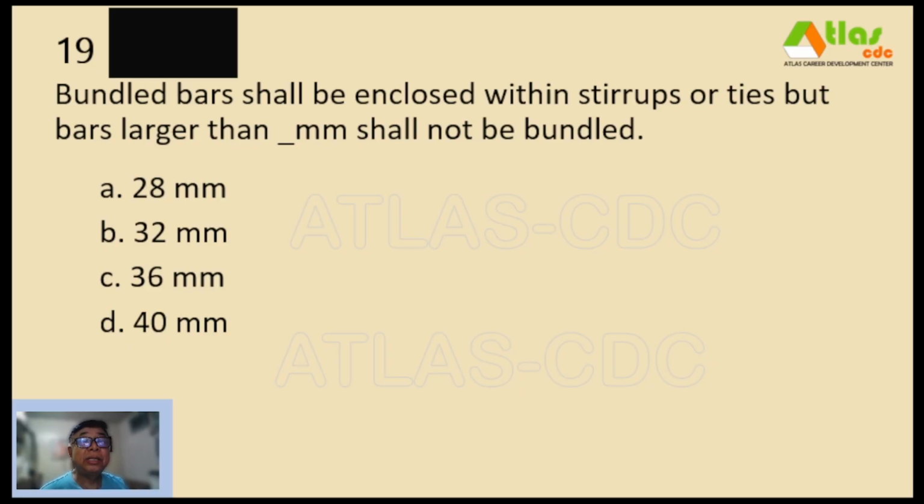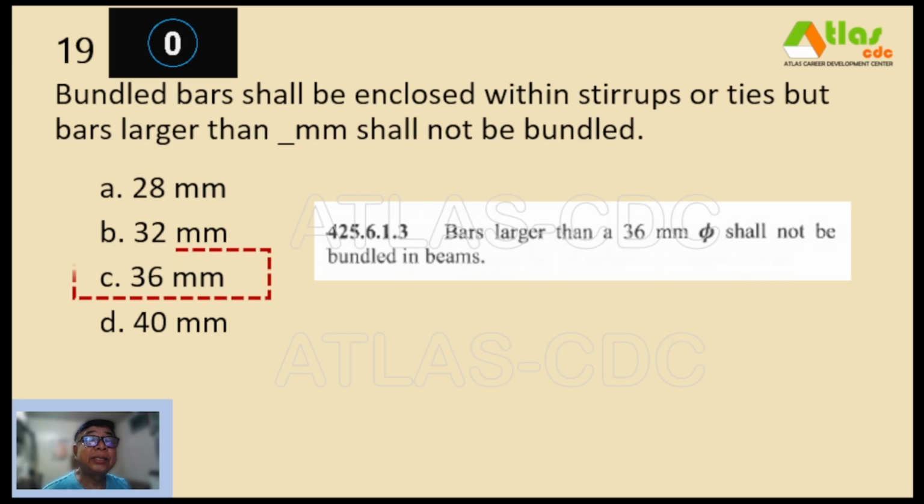19. Bundled bars shall be enclosed within stirrups or ties but bars larger than blank mm shall not be bundled. A. 28 mm, B. 32 mm, C. 36 mm, and D. 40 mm. And our correct answer is letter C, 36 mm. So bars larger than a 36 mm diameter shall not be bundled in beams.